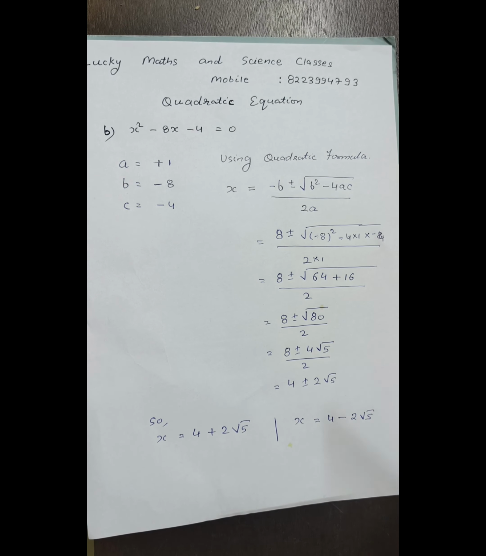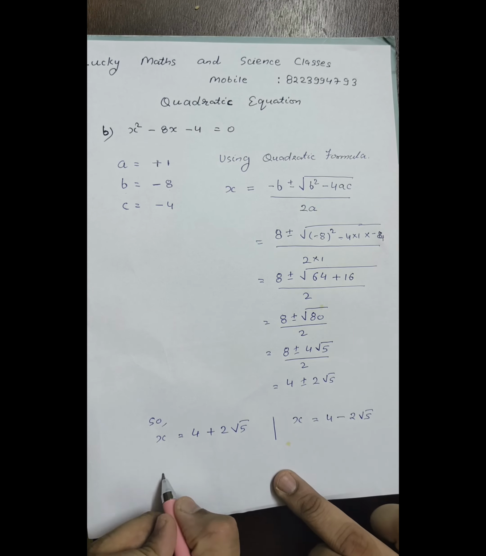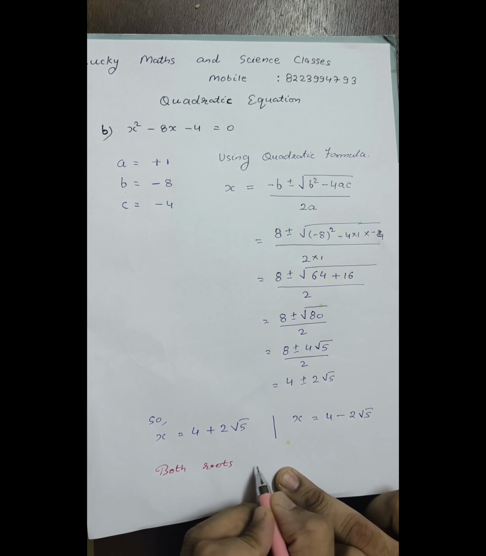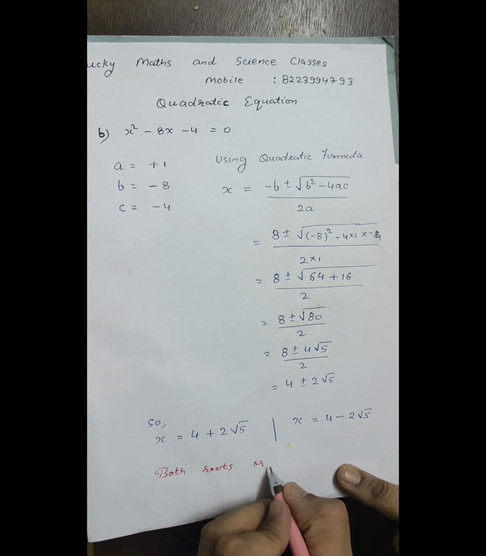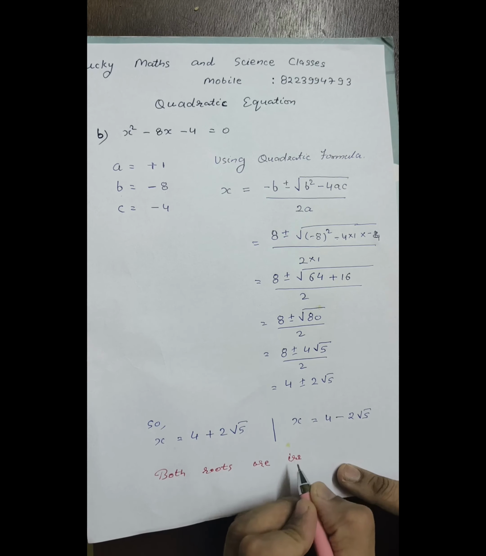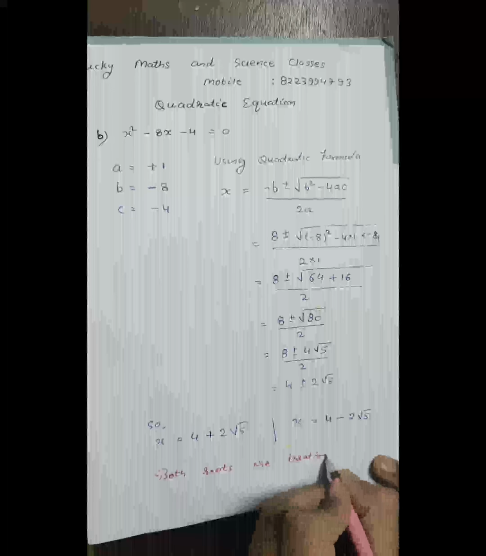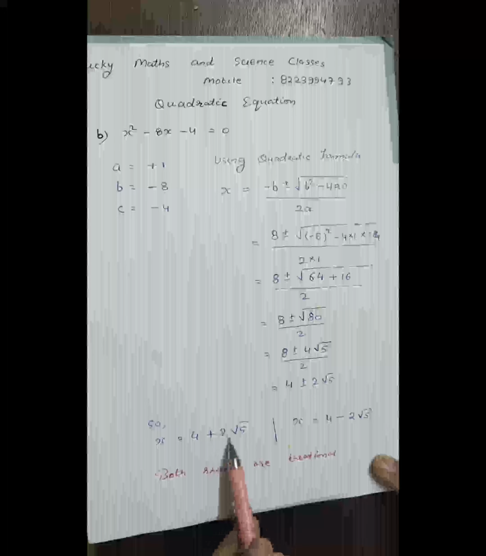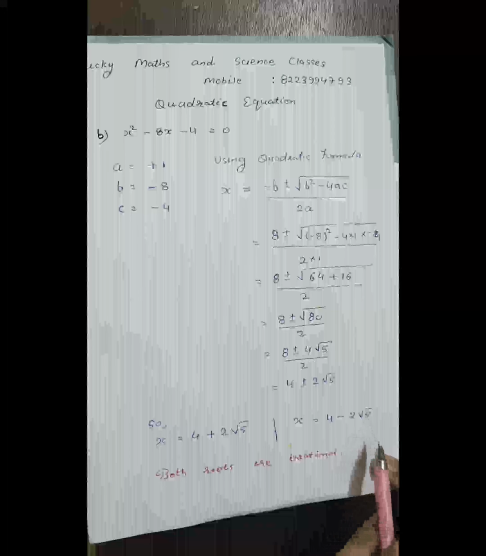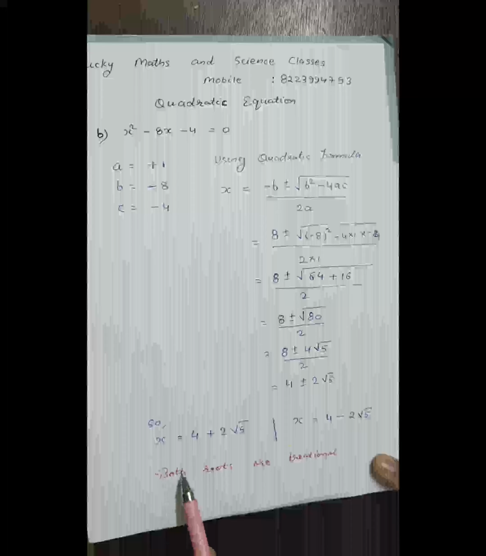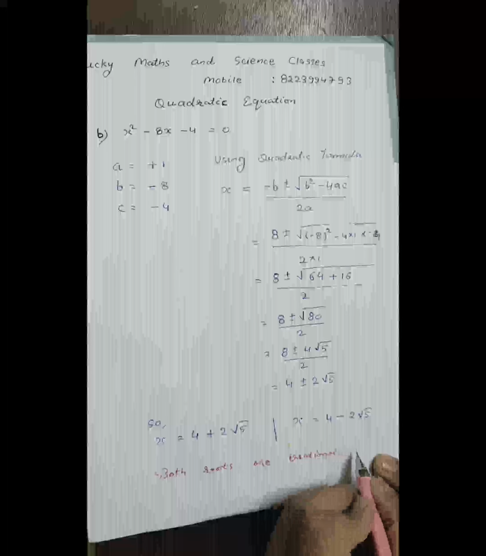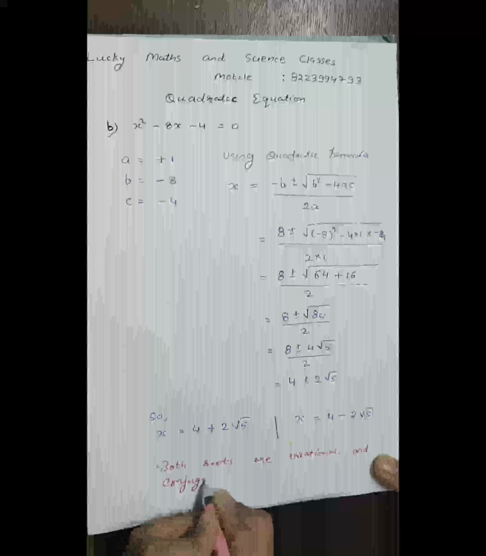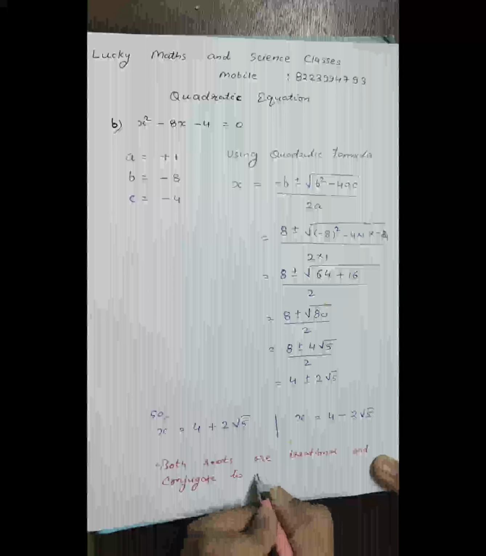In this case, both roots are irrational. And as we know, 4 plus 2 root 5 and 4 minus 2 root 5 are conjugate to each other. So can we say both roots are irrational and conjugate to each other?